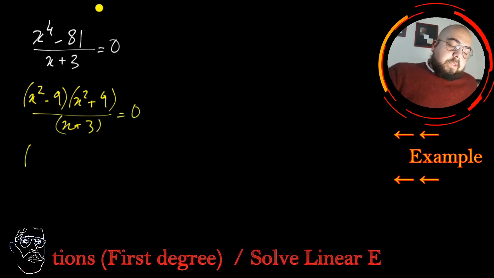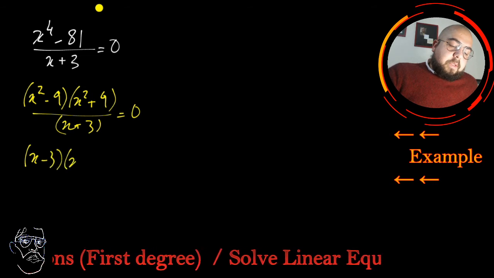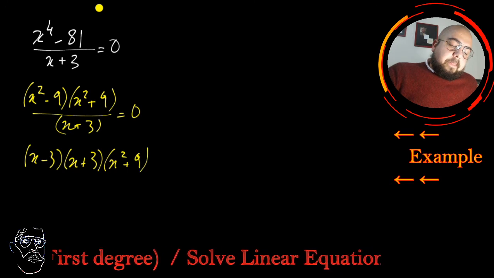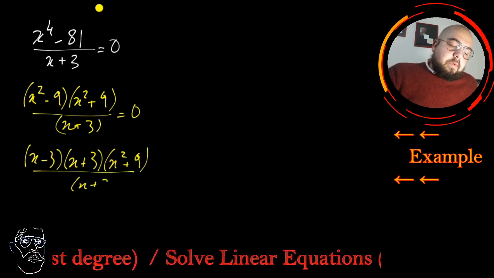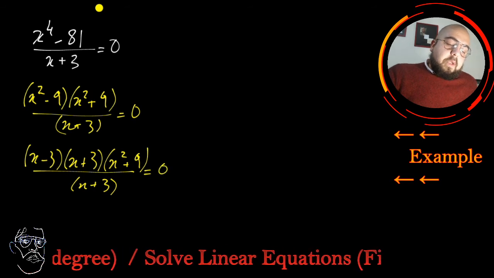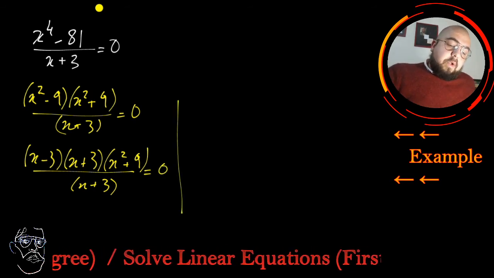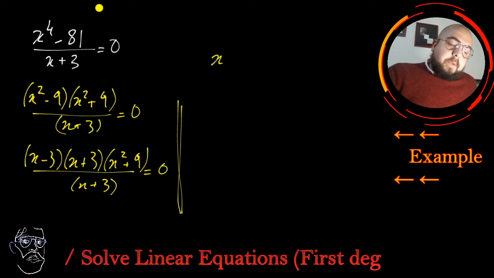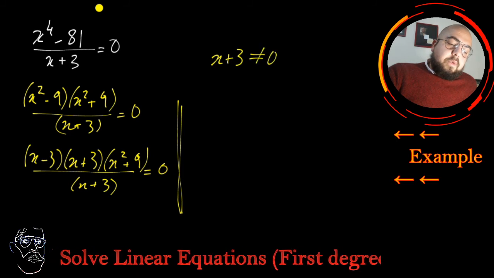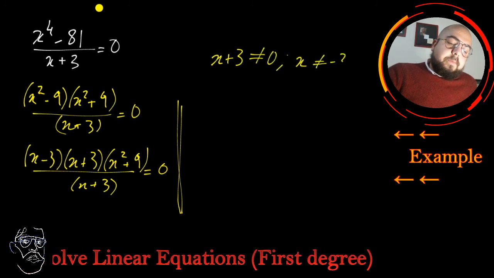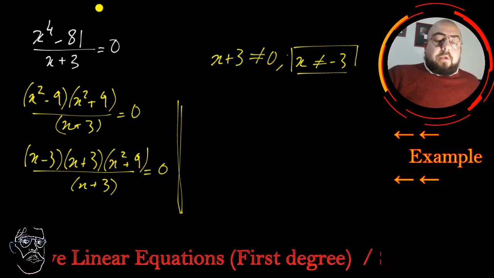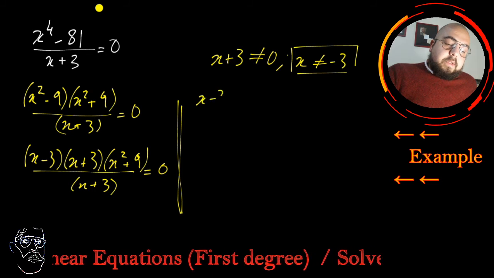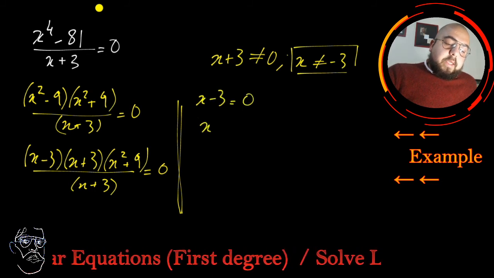And then once again x minus 3 times x plus 3 times x squared plus 9 over x plus 3 is equal to 0. Right now I can solve it. It's easy to solve it. You will have to say the first condition is to have x plus 3 different than 0, which means x different than minus 3, since your denominator is x plus 3. And then you will have to say the numerator x minus 3 is equal to 0, so x is equal to 3.